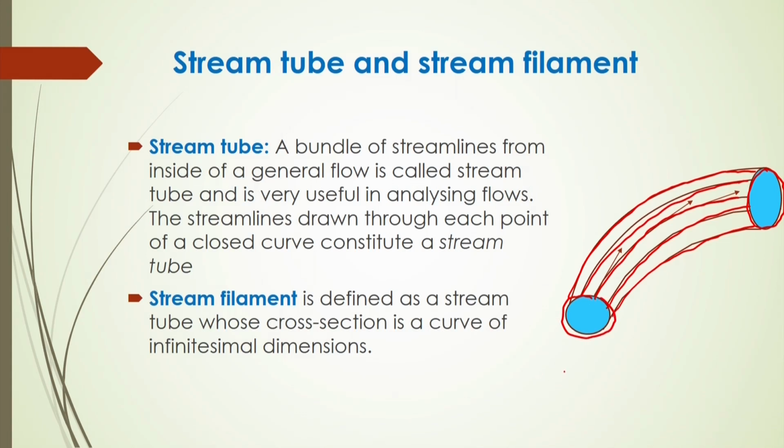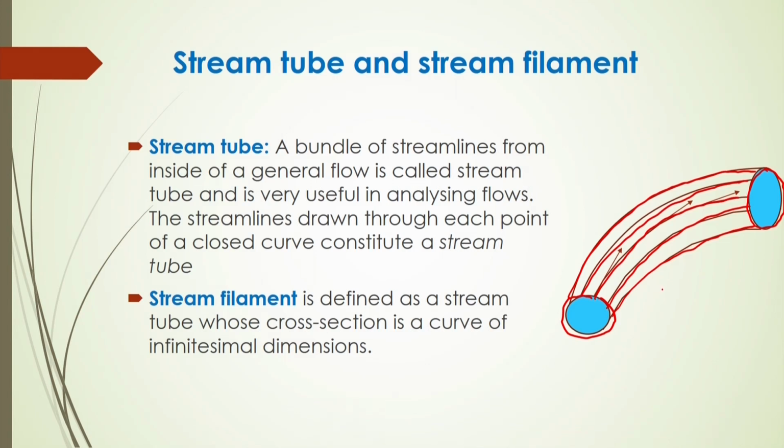So, in this case, why should the stream tube be required to know? This is very useful in analyzing flows, basically for considering a certain control volume to analyze the fluid flow. The streamlines drawn through each point of a closed curve will constitute a stream tube. So, this is basically one control volume, you can say. So, stream filament is also one other important characteristic to represent the fluid flow.